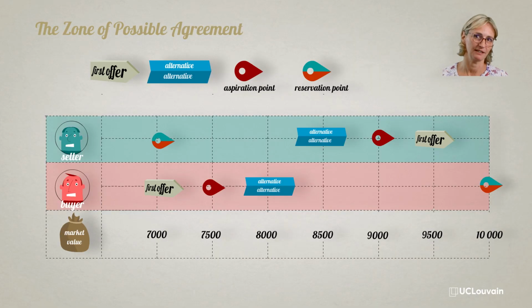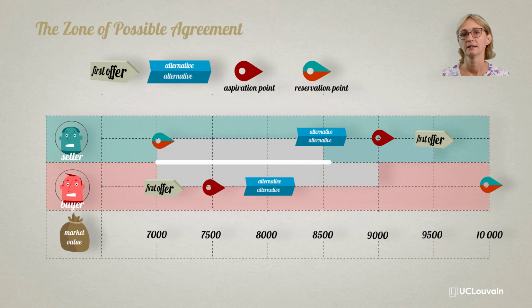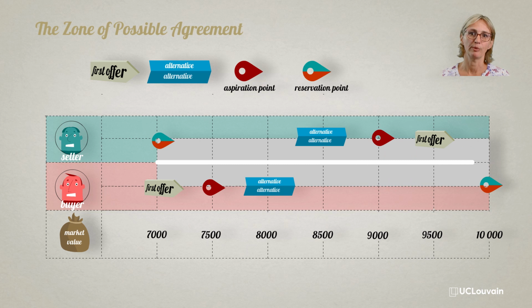In your schematic, if you have placed the key negotiation points in the right place, you will have seen that they lie on a straight line defined at both ends by the reservation points set by the seller and the buyer. This distance between the buyer's and the seller's limit is called the zone of possible agreement, or ZOPA. It is in this ZOPA area that bargaining will occur.